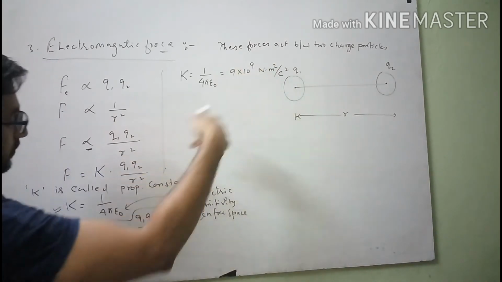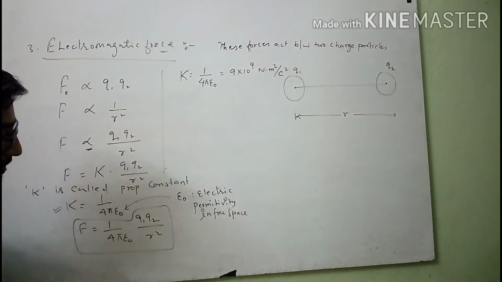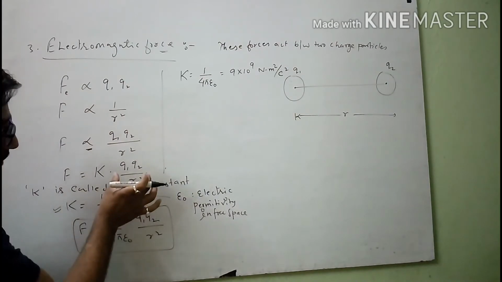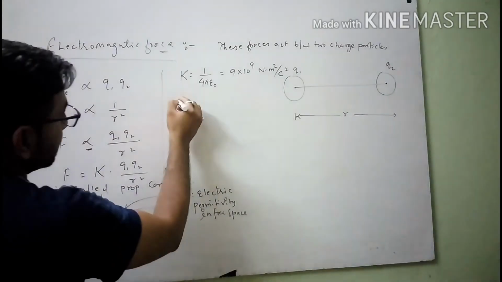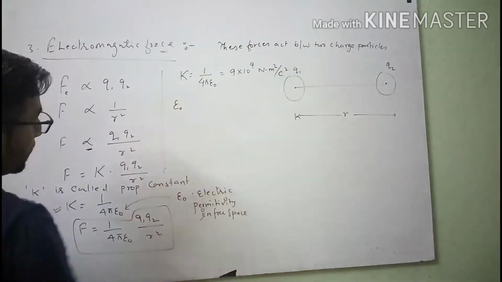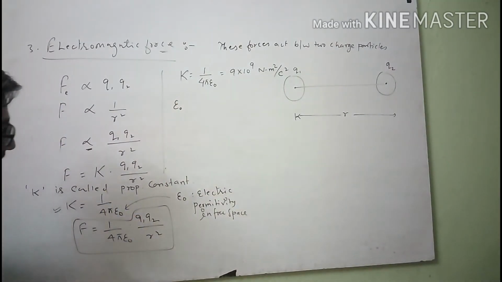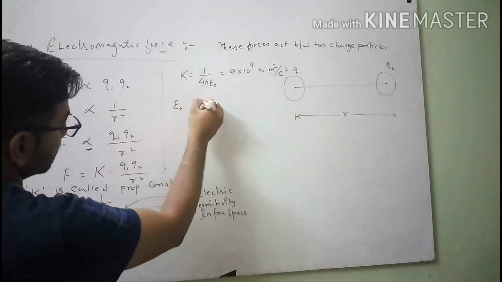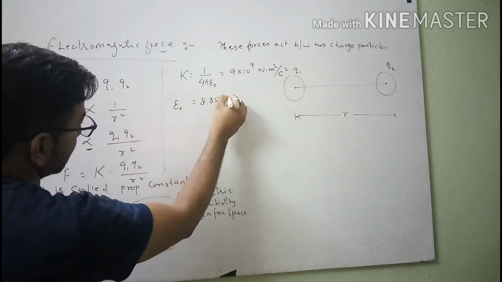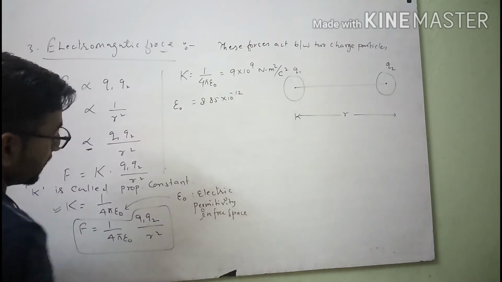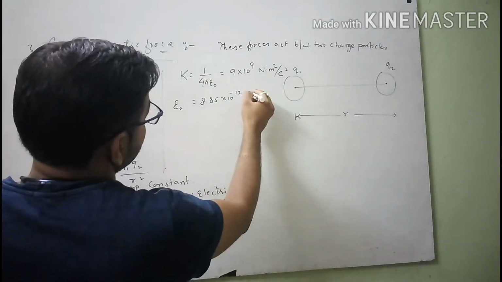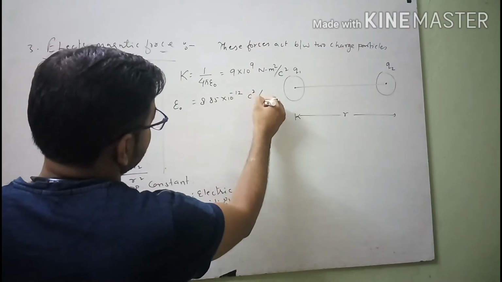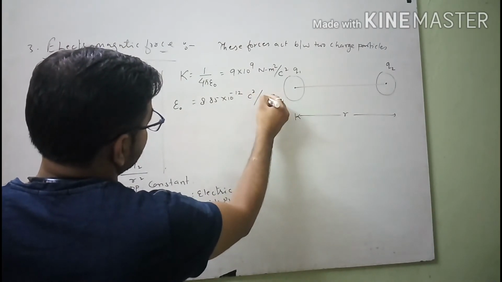You read this unit in your class 10th class. Clear student? So I will write here this way, or you can write the value of epsilon naught, which is equal to 8.85 into 10 raised to the power minus 12, and if you want to write its SI unit, you can say Coulomb square per Newton meter square.